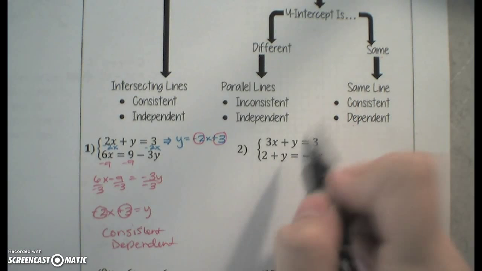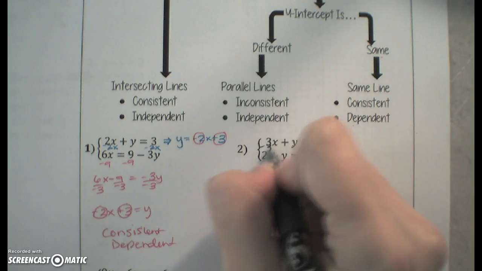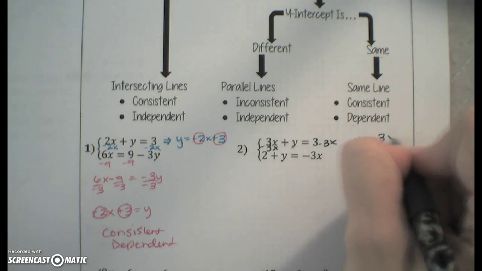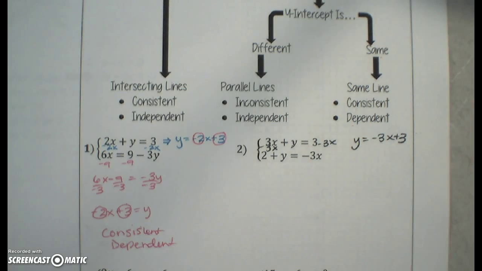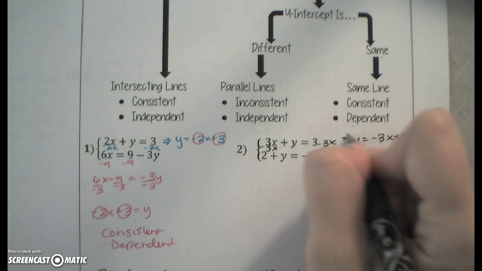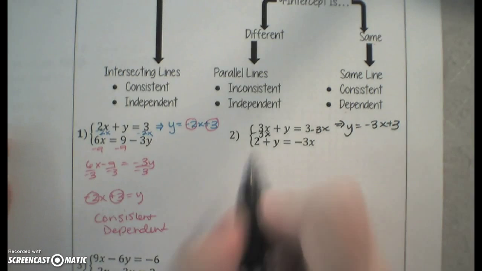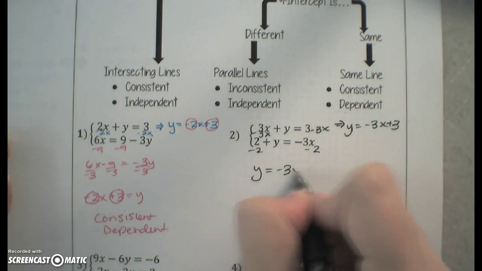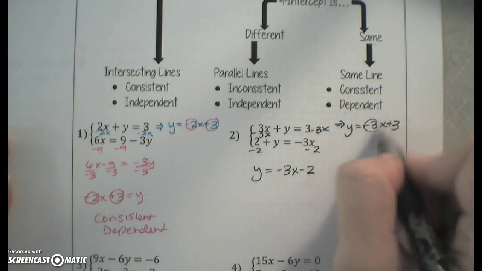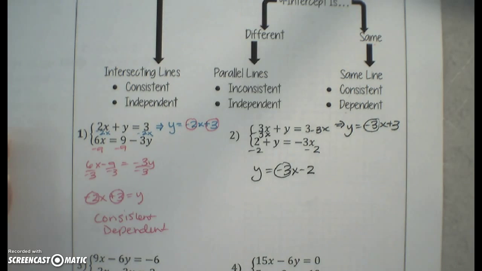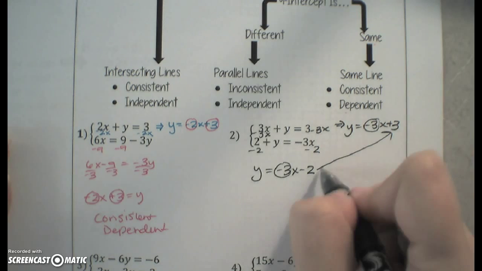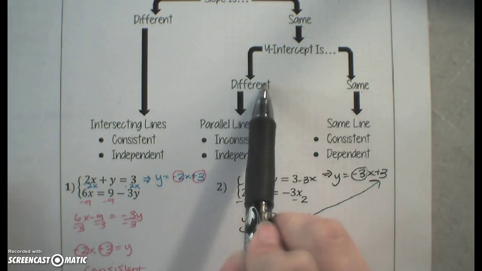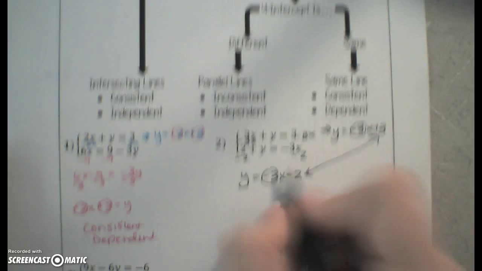So for this one, to get y alone, I'm going to subtract 3x from both sides. So y equals negative 3x plus 3 for this one. And then for the bottom one, to get y alone, just subtract 2. Y equals negative 3x minus 2. So see how these have the same slope, but they have different y-intercepts. So up here, same slope, but then we're going to go to different, so inconsistent, dependent.